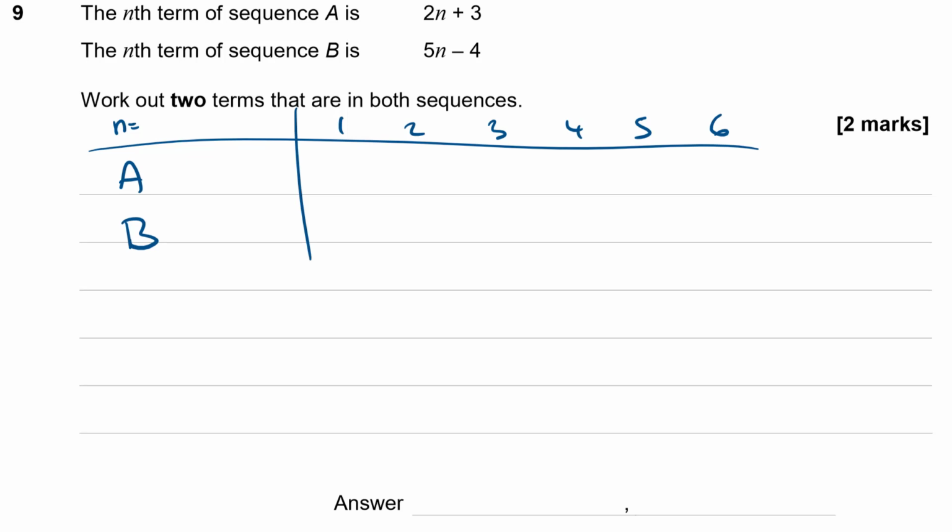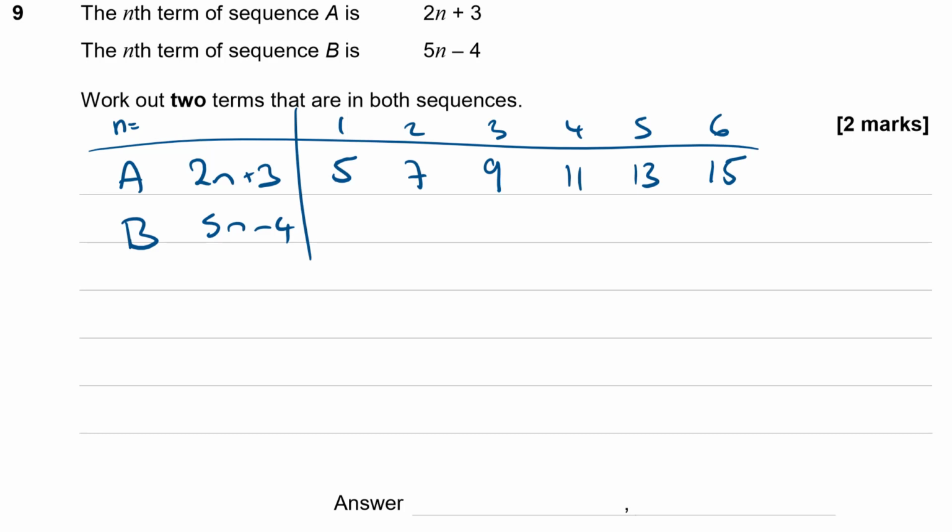Now, if you remember, A is 2n plus 3, and B is 5n minus 4, then, isn't it? So when n is 1, 2n plus 3 is going to be 2 lots of 1, 2 plus 3, which is 5. And then 2n plus 3 is going to be 4 plus 3 is 7. And then it's going to go up in 2s each time, isn't it? 9, 11, 13, and so on, 15.